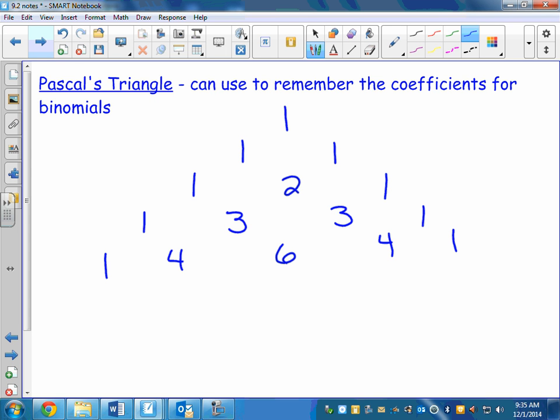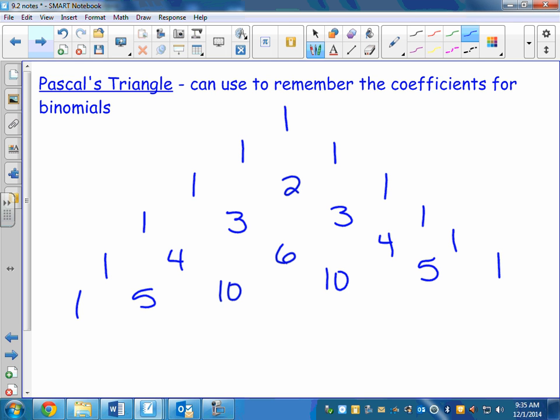Louis Pascal. So for the middle ones, I would say 4 plus 1 is 5, 4 plus 6... just the two. So then 4 plus 6 is 10. 6 plus 4 is 10. 4 plus 1 is 5, and then another 1 on the outside. And it just keeps on going, right?